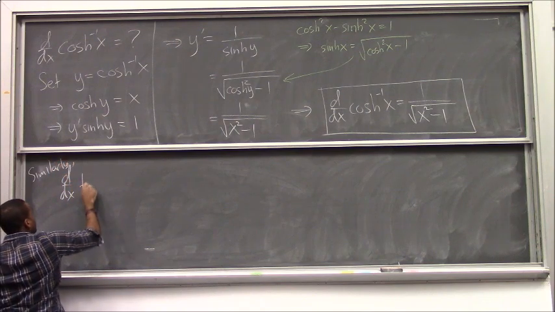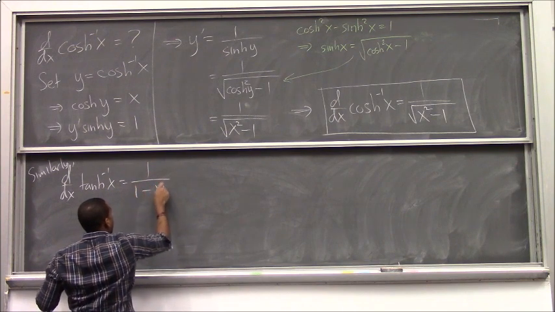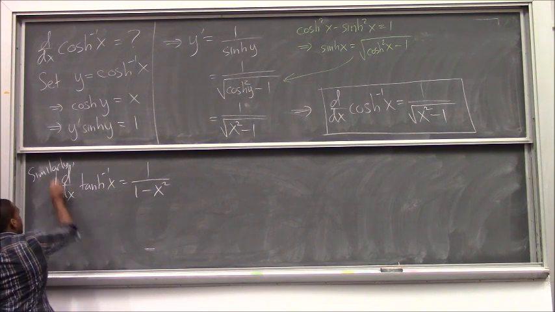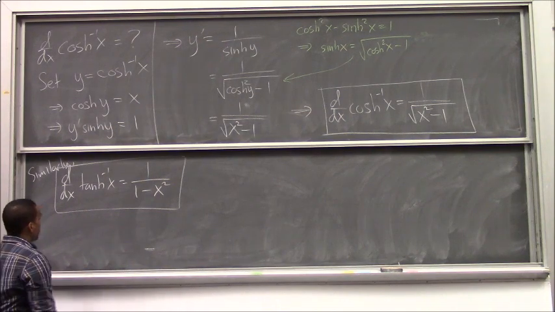Similarly, the derivative of tangent inverse is going to be 1 over 1 plus x squared. So if you ever have the integral of 1 over 1 plus x squared, you can say, oh, that's tan inverse x plus c. If you have the integral of 1 over 1 minus x squared, you can say, oh, that's just the hyperbolic tangent inverse of x plus c. So that's another useful formula that shows up when you have 1 minus x squared instead of 1 plus x squared.